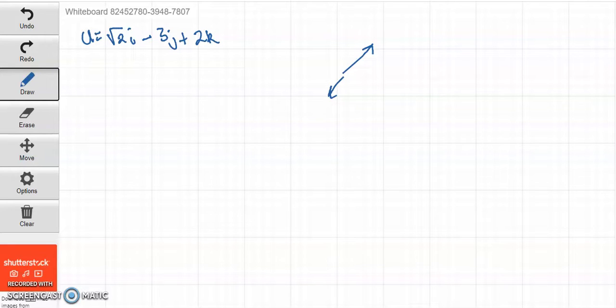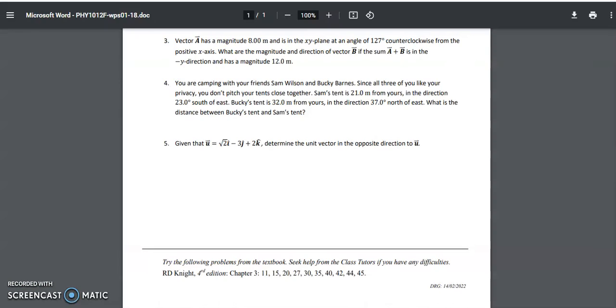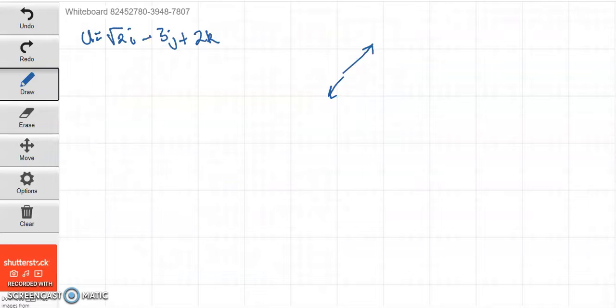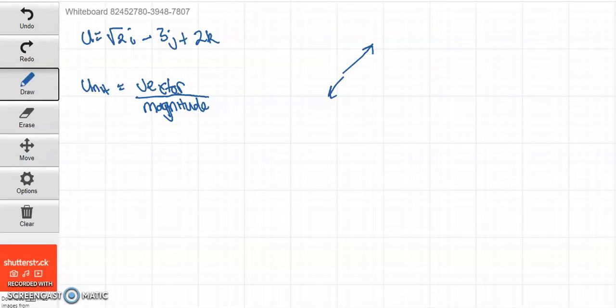I'm going to write this u as a unit vector. How do we write a unit vector? A unit vector is written like this. It's equal to the vector components divided by their magnitude, each of them. So the first thing that we have to do is to calculate the magnitude of u.